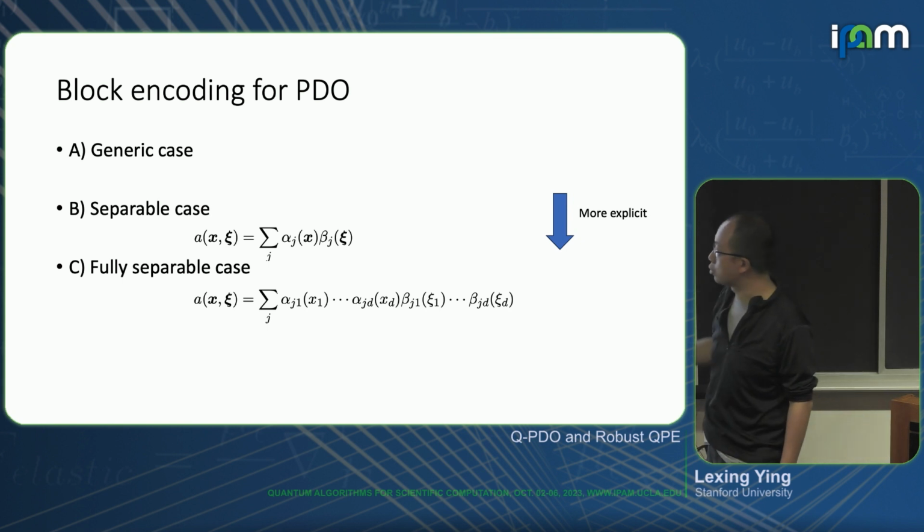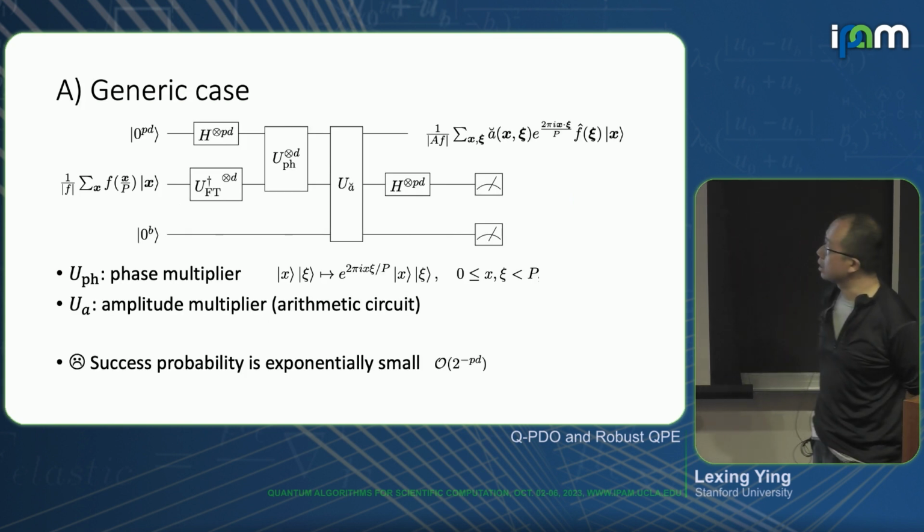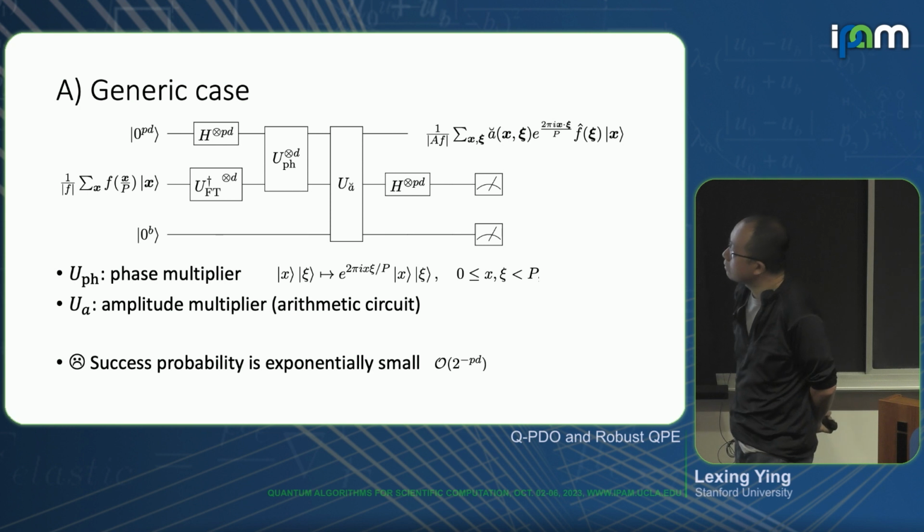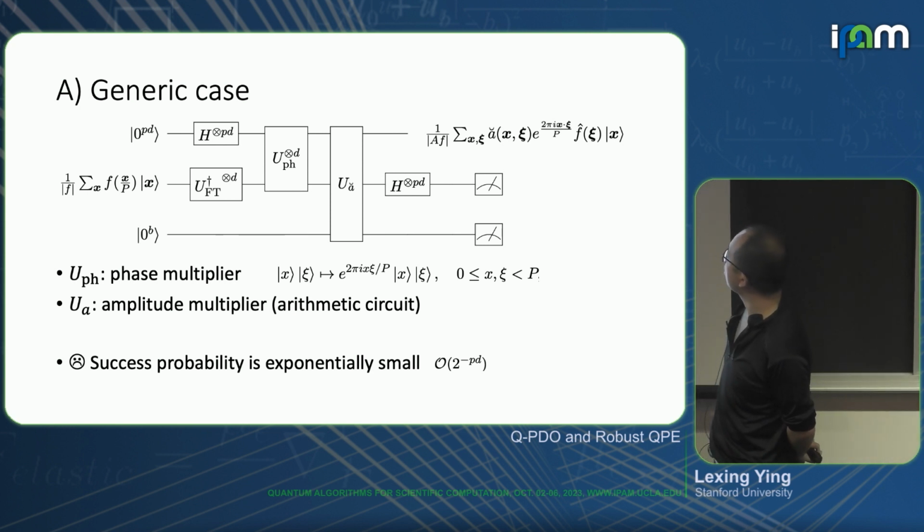So I'll start from the most general case, and the discussion will become more and more explicit, depending more on the structure. So first, in the generic case, here's a circuit, which is in fact quite compact.